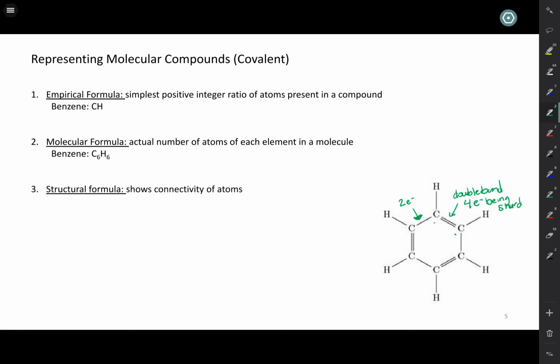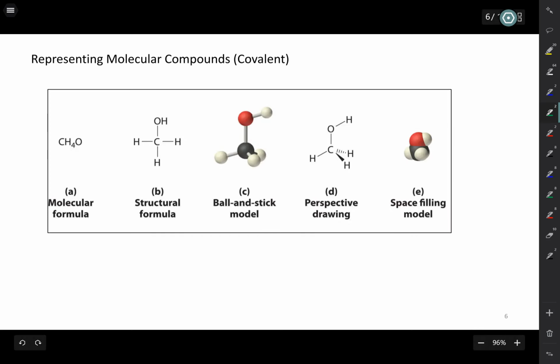Great. There are a couple of other ways that we represent compounds commonly, and these are more just ones that I want you to be able to recognize. I'm not going to ask you to draw them. We've already looked at molecular and structural. This example here is methanol, or wood alcohol. So molecular formula CH4O, so 1 oxygen, 4 hydrogens, 1 carbon.